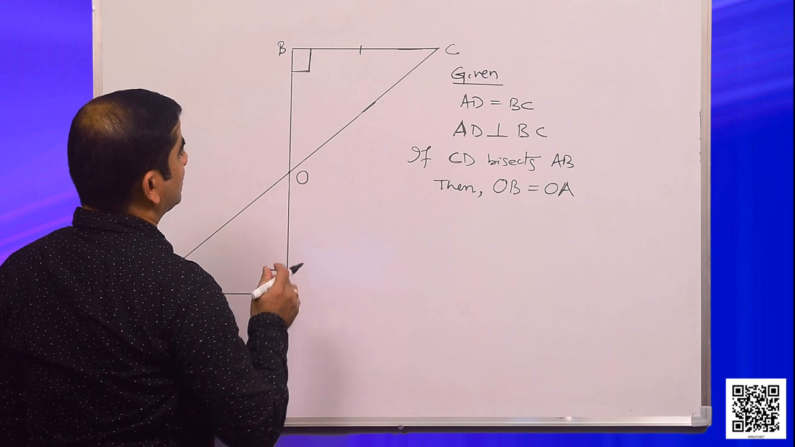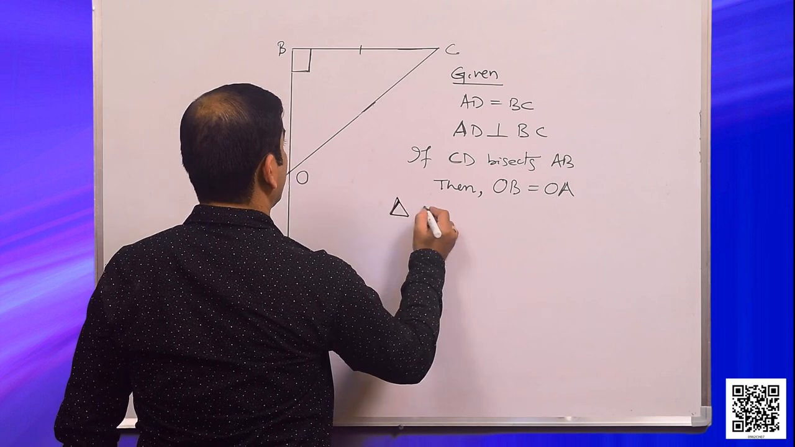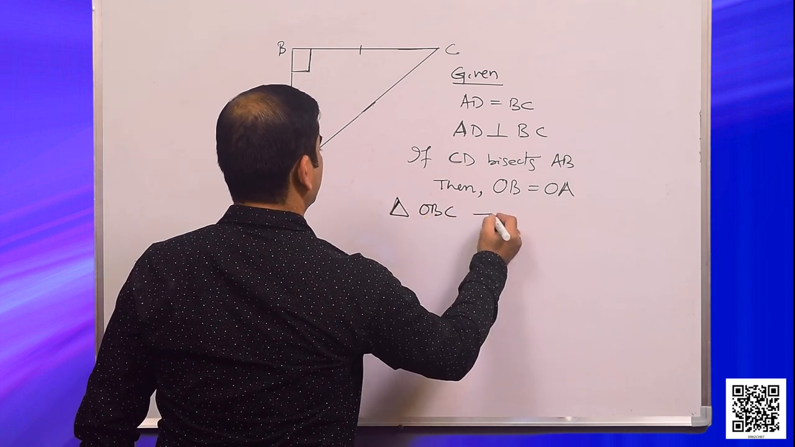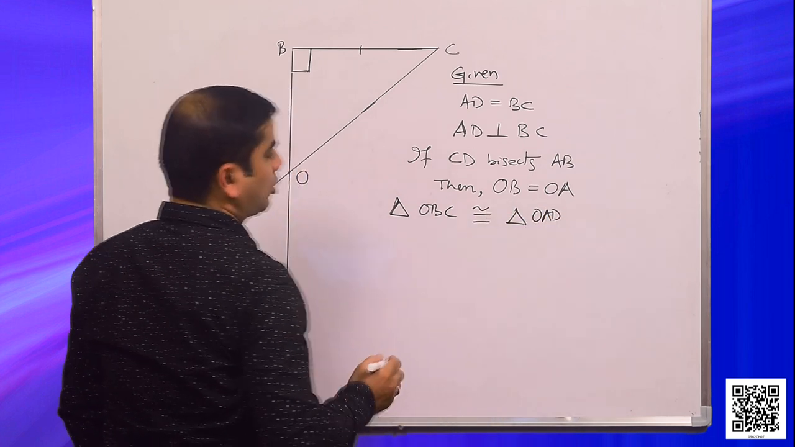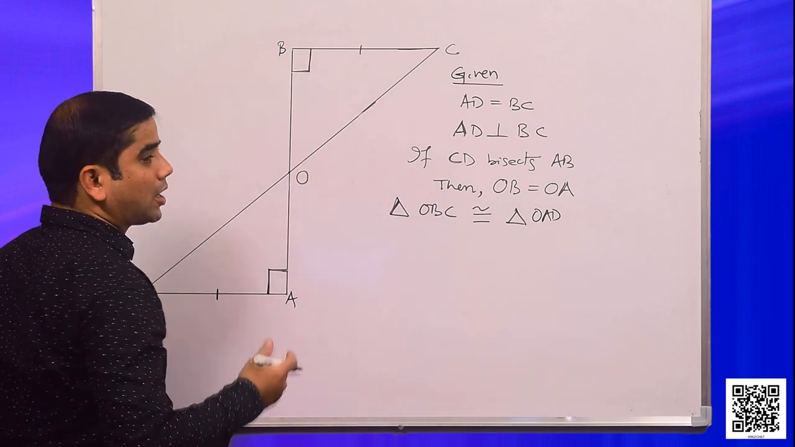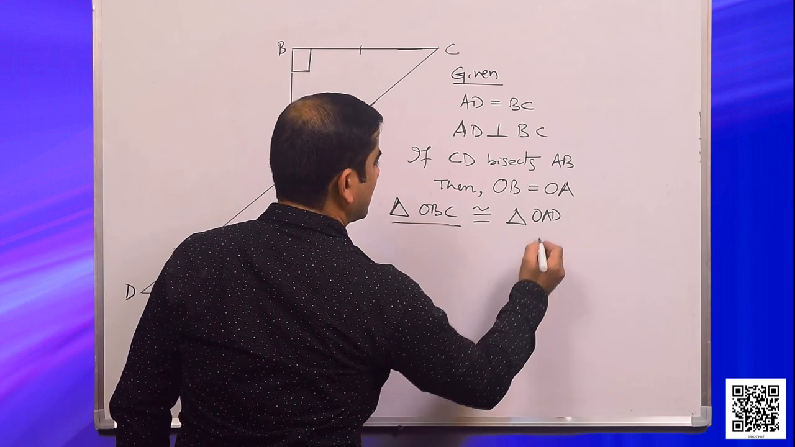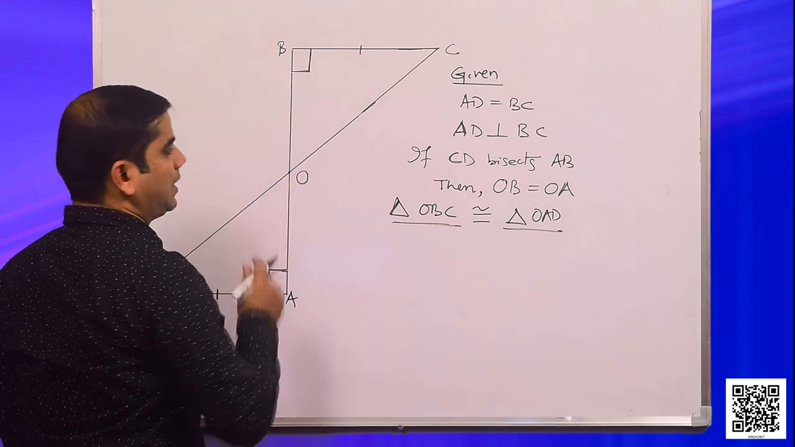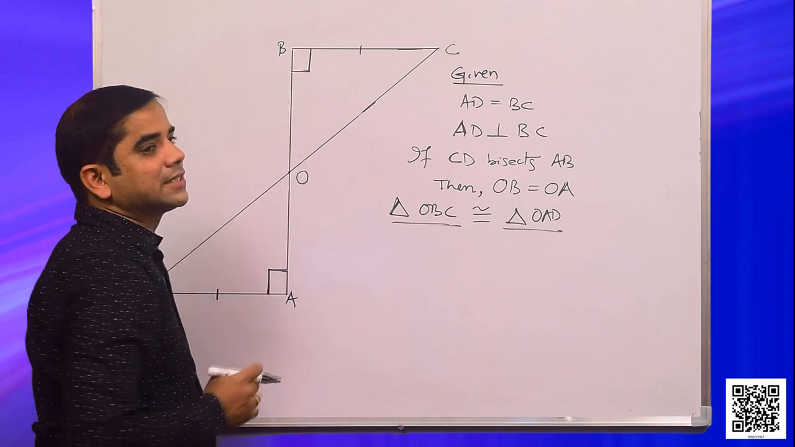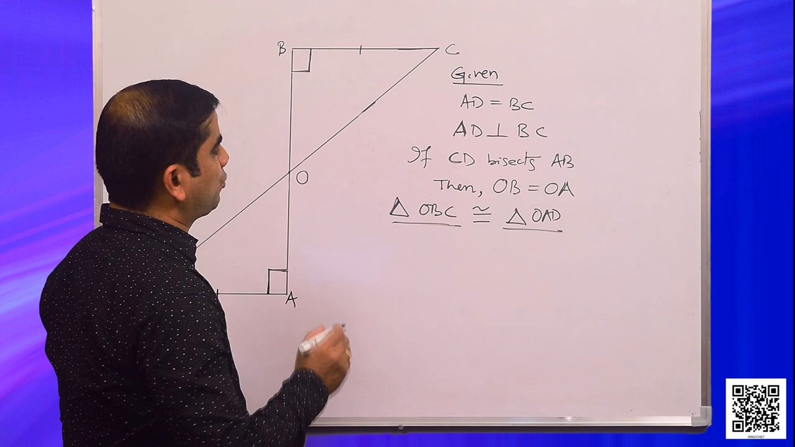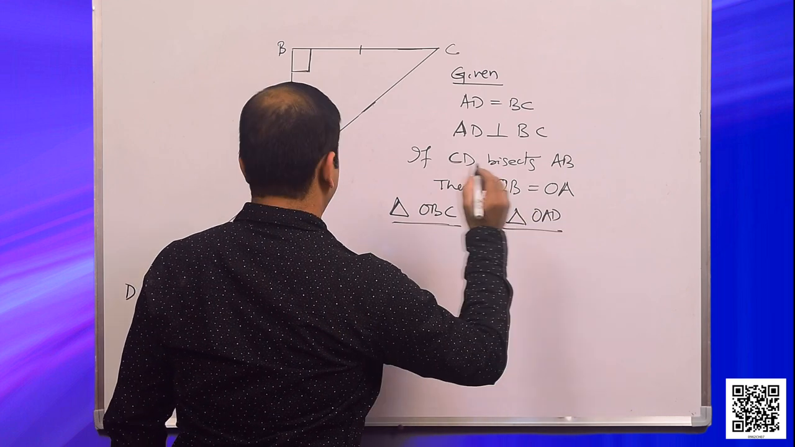What we have to prove? That triangle OBC should be congruent to triangle OAD, because we know that when two triangles are congruent, the corresponding sides are equal. So if we can prove that triangle OBC and triangle OAD are congruent, then automatically OB will be equal to OA because they are corresponding sides. Okay. So let us first try to prove that triangle OBC is congruent to triangle OAD.